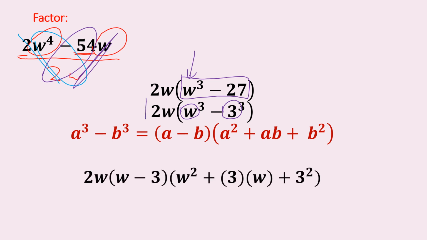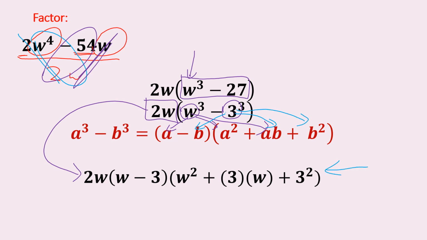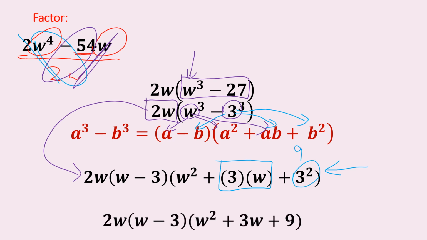Now I have the GCF out front still, so that 2W is still out front. And then I just put a W anywhere that I saw an A. And I put a 3 anywhere I saw a B. Okay, and now we're here. And as a last step, we want to simplify this as much as we can. So this we would just write as 3W. This 3 squared equals 9. And this is our factored answer.